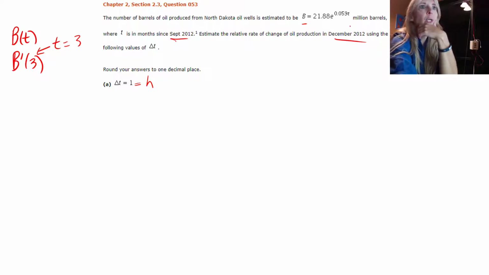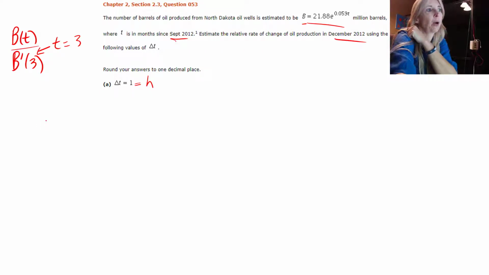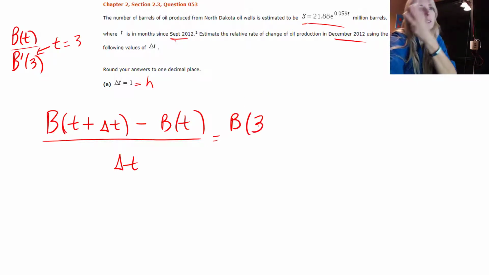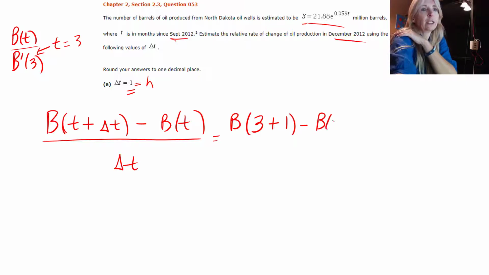So what I would do is write out the formula, because that's what we do best. I'm going to write it in terms of the problem. So it'd be B of T plus the change in T, minus B of T, all over the change in T. My T is 3 because September, October, November, December, and then plus the change, which for this first one would be 1, and then minus B of 3, over 1.